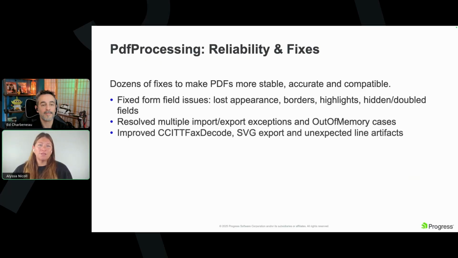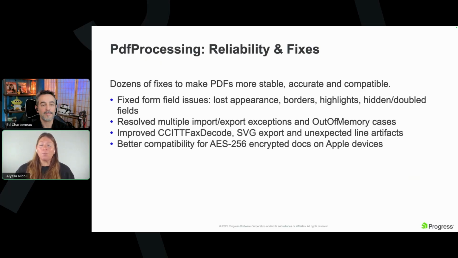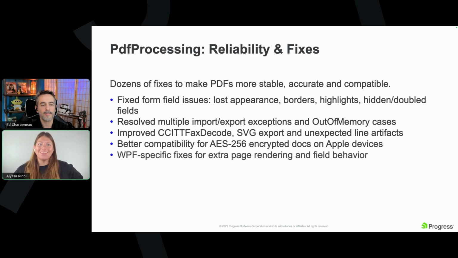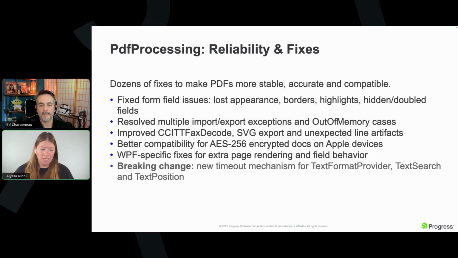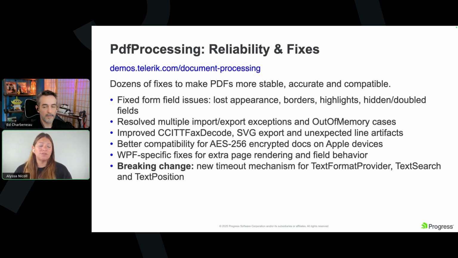We fixed a bunch of form-filled appearance issues, multiple import and decoding exceptions, and image export problems were all addressed this quarter. We improved compatibility with AES-256 documents on Apple devices and addressed some WPF-specific issues that were introduced, and introduced a new timeout mechanism for text-related APIs as a breaking change. Yeah, I think I had that one on the last one. So tons of notes, very dense on the PDF processing side.